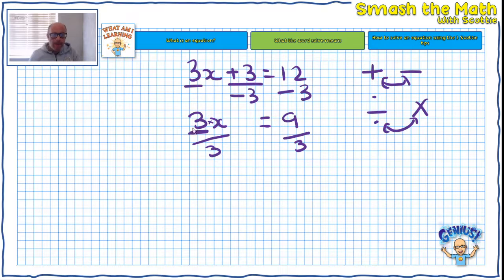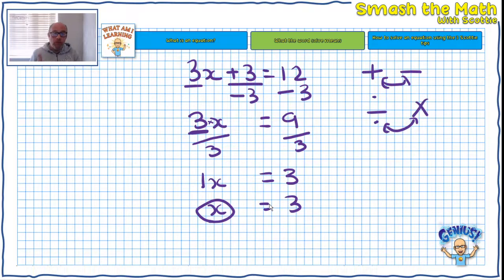And now I can work it out. So 3 divided by 3, or how many 3's are in 3? Well, there's 1. And then I've got x equals 9 divided by 3, or how many 3's are in 9? Well, there's 3 of them. One lot of x is just x. So I can write it like this if I want to, and I've got my 3. So I've got x on its own now, brilliant. And now I know what the answer is. I've solved it. x is equal to 3.